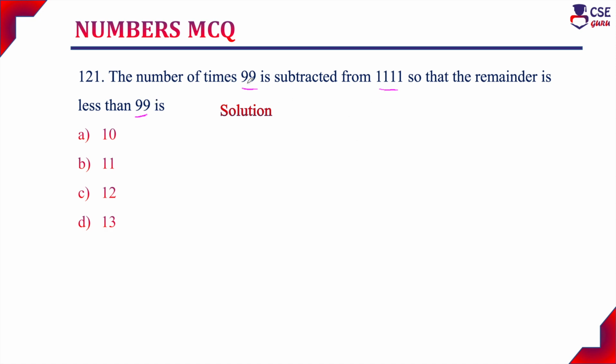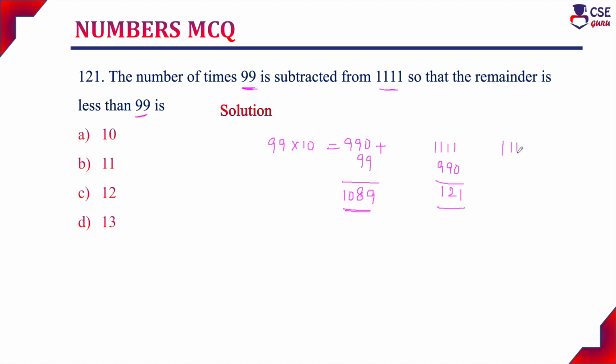So if you consider the nearest value, if you place 99 ten times, we will get 990. And if you subtract 990 from this number, we will get the remainder 121. So this is not the value that is less than 99. So add one more time 99. So we will get 1089, and this is closer to 41.